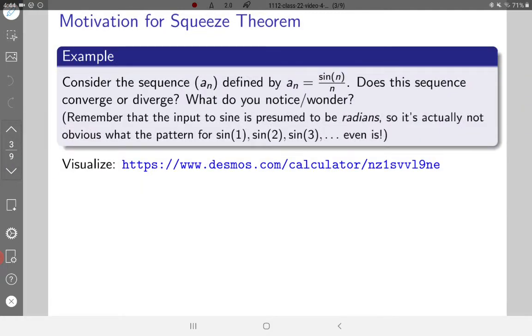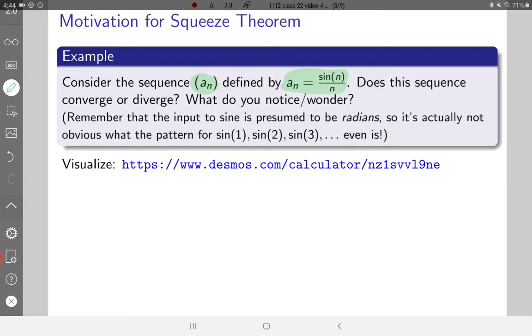Here's another technique that may show up in some examples. Let's consider this specific sequence example that I have defined at the top, a_n. It's given by sine of n over n. Does this sequence converge or diverge? Pause the video now, explore some examples by plugging in n equals 1, 2, 3, 4, maybe all the way up to 5 or 10. See if you notice any patterns. What do you observe that you can state? And what do you wonder? Or do you have any questions? Are you wondering something about it?